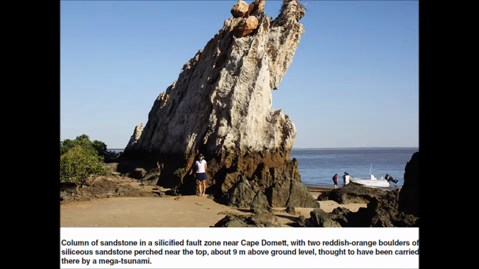If you look at this image, you can see at the top of this rock structure, you've got huge boulders. We believe these boulders were placed there by a tsunami. In fact, a mega tsunami that had to have enough power and enough force to get those huge boulders up onto the top of that structure.